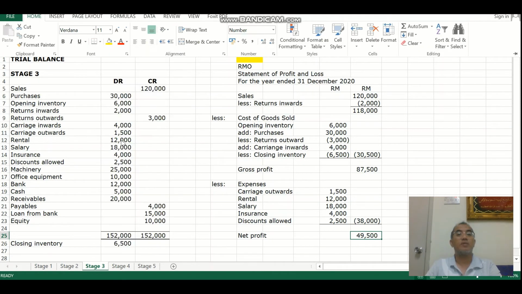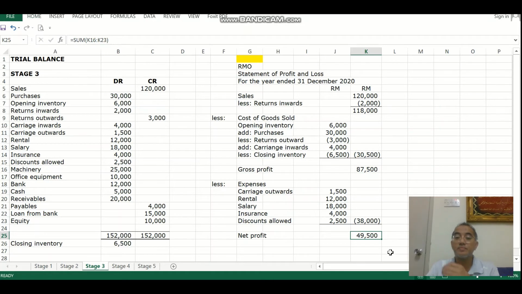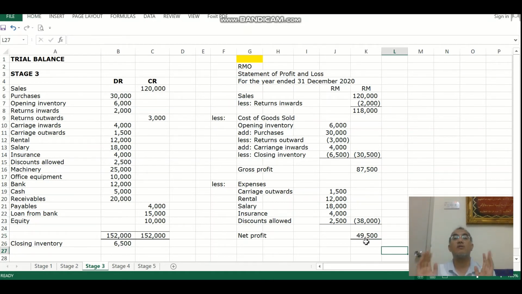So let me do a double line here. Okay, 49,500. So this is your statement of profit and loss. See, step by step we're putting in. So if you have more or other expenses, you just put in and then you get your net profit. Just follow the format. Okay, next we go to our statement of financial position.